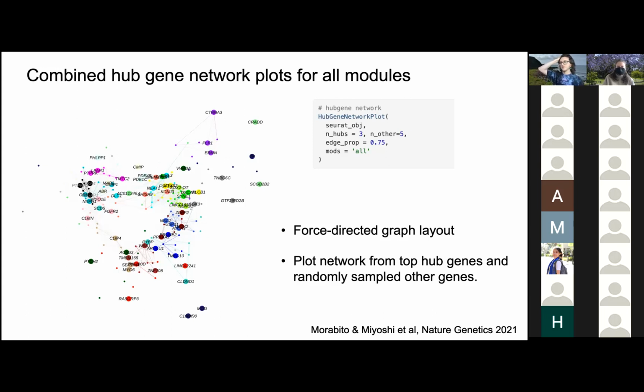Okay, Axel's asking, is it possible to color the edges or vary edge thickness based on the hub score centrality? Yeah, so the edge weight is actually scaled by the value between the 2 genes in the topological overlap matrix. So the edge weight is just the co-expression between those 2 genes.